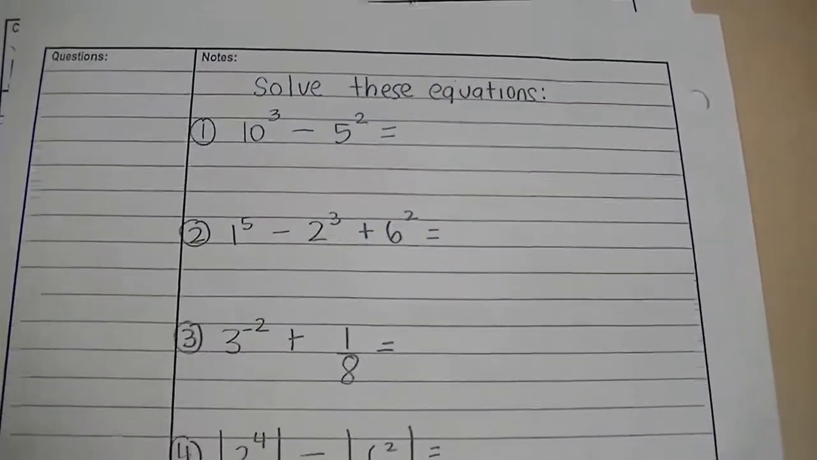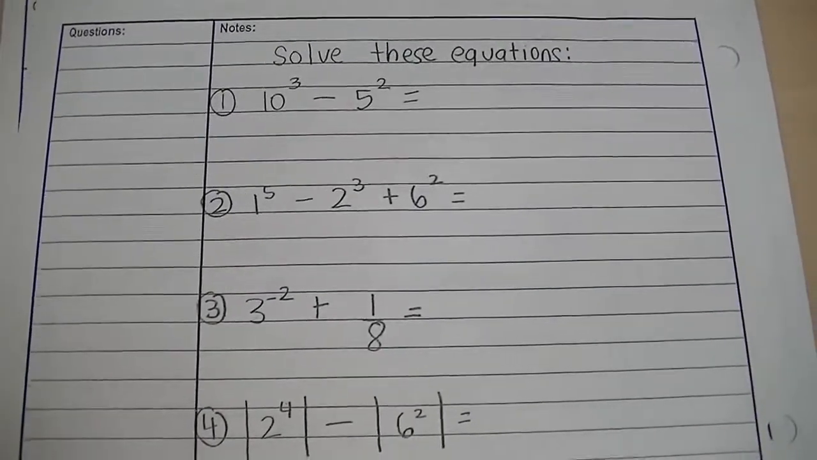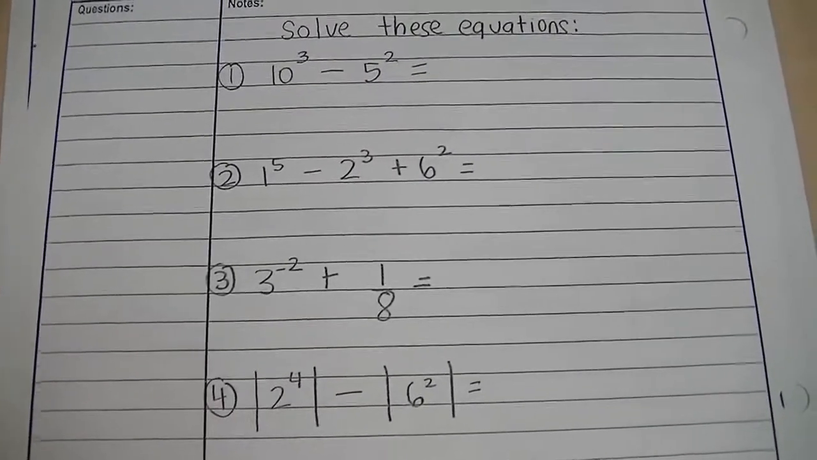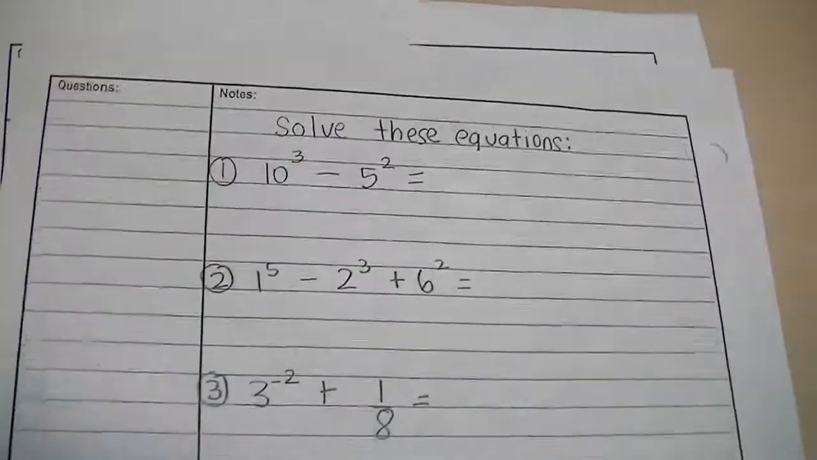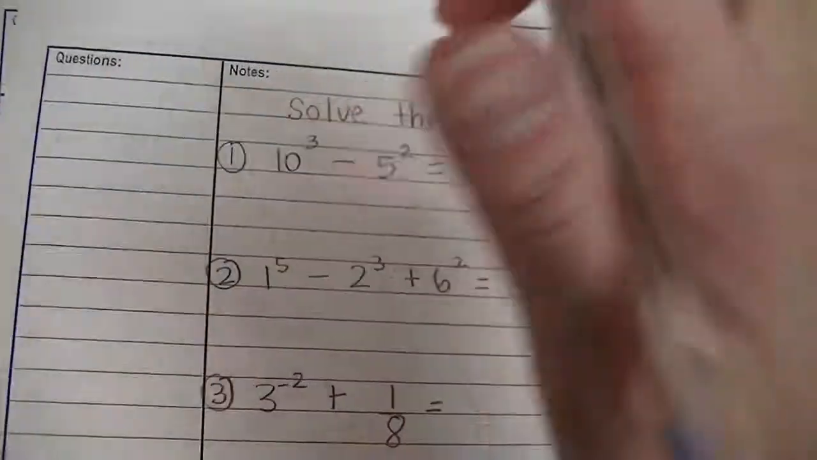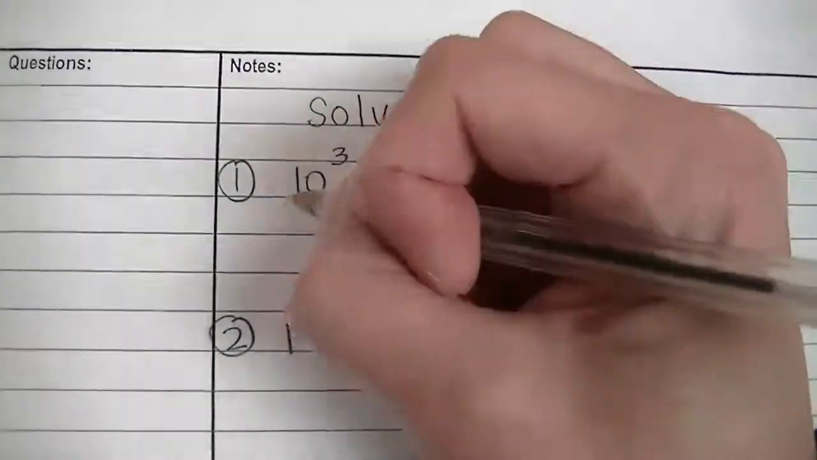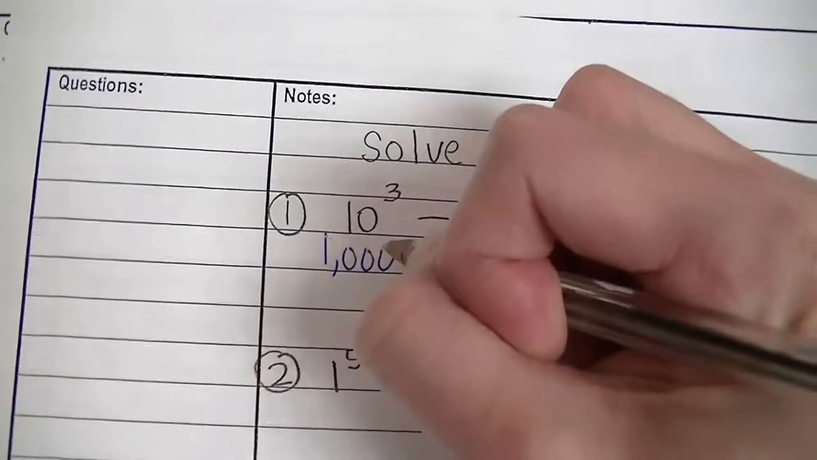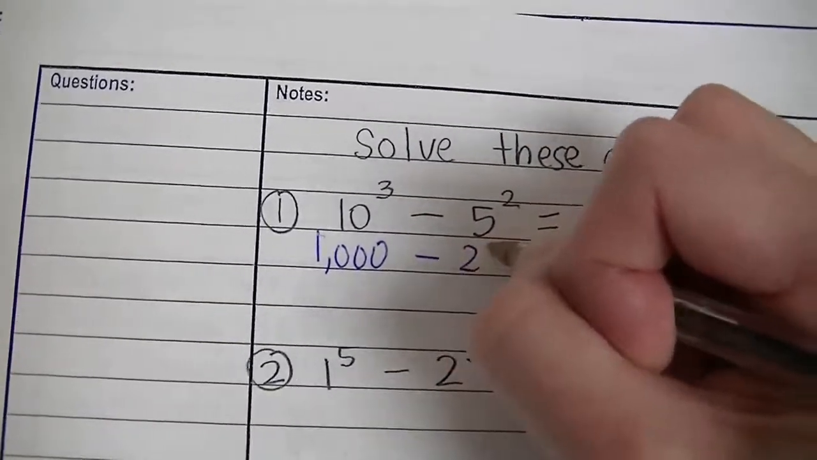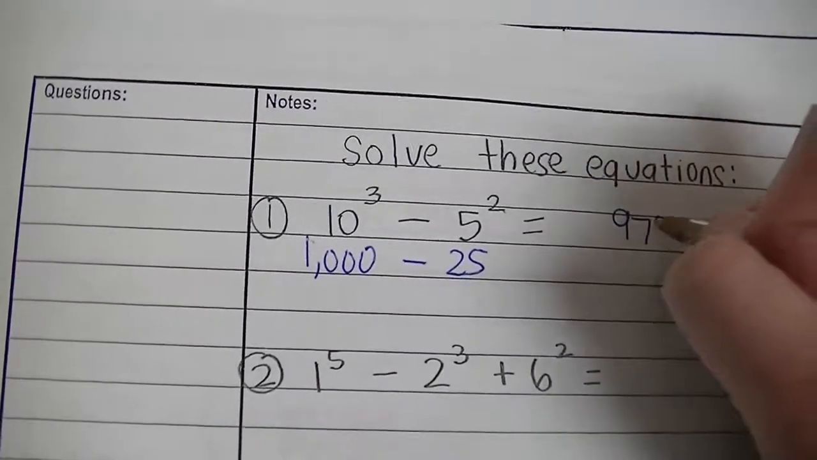All right, it says solve these equations. So use what you know about exponents and solve these equations. You should pause the video, try it on your own. Here are the answers. Here's how to do them. 10 to the 3rd power. 10 times 10 times 10 is 1,000. Minus 5 to the 2nd power, or 5 squared, is 25. 1,000 minus 25 gives me 975.